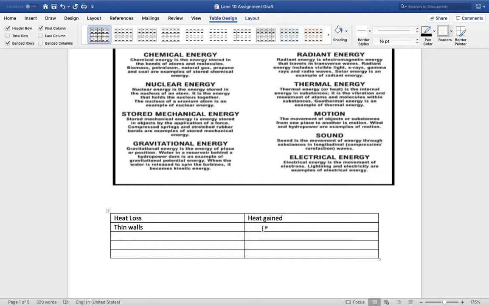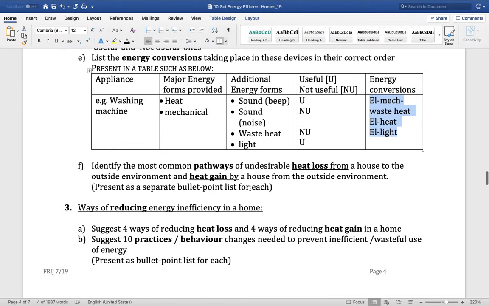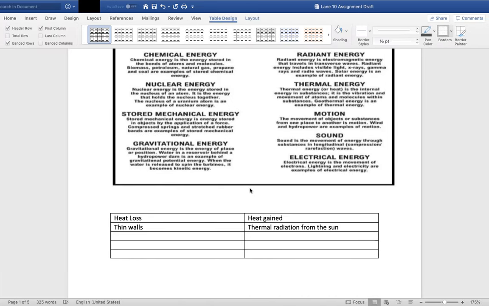The ways heat can be gained, an obvious one would be the sun. If you're air conditioning your house, you would gain heat into your house through thermal radiation. So if you leave a window open, heat will get into your house and it will start warming things up. So you could say thermal radiation from the sun, and that's one example of how heat is gained. I'm going to leave it at that for that question because I want you to research that part yourself. So that gives you some idea of what you can do for F.